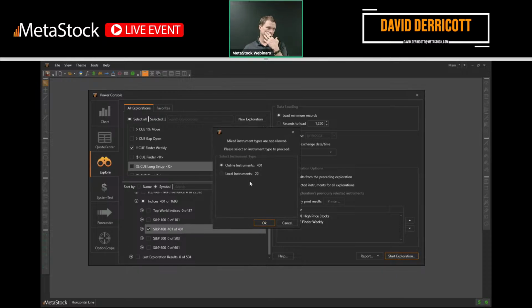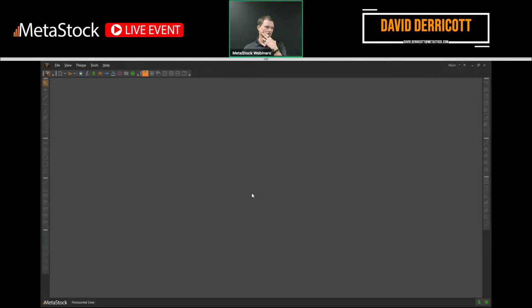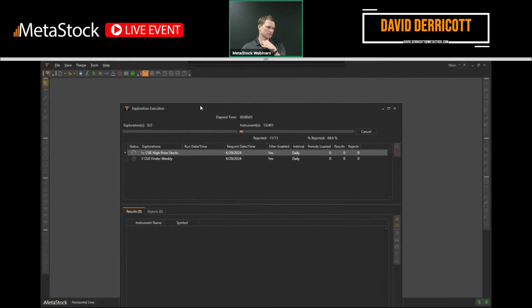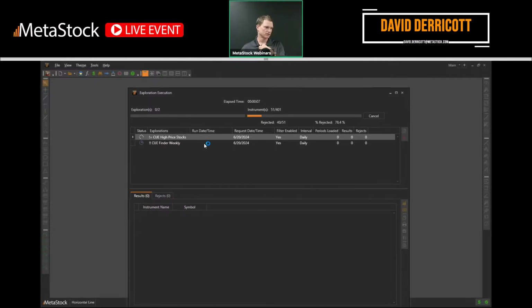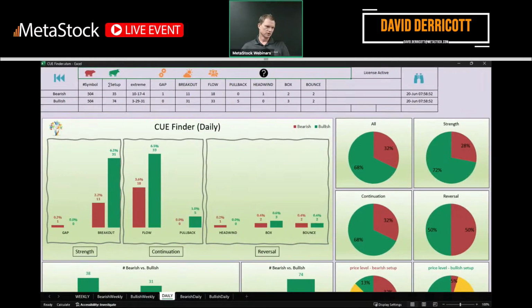I'm also within his add-on running an exploration that'll show me the stocks that have high price, so the top performing stocks that are at a higher level. And I'm also using the Q Finder Weekly. Now, the Q Finder Weekly, I'm only going to touch on this because it's probably a whole other webinar to show you all of this. What the Q Finder does is this is where the broad market analysis comes into play.